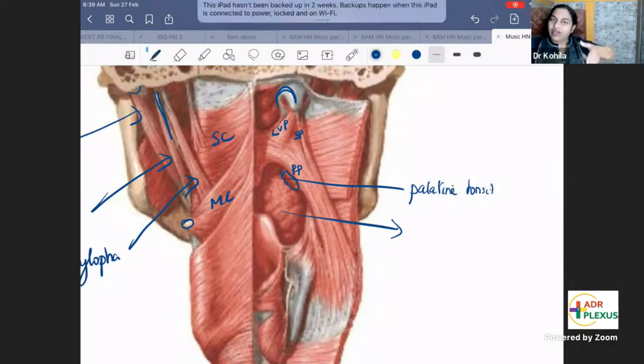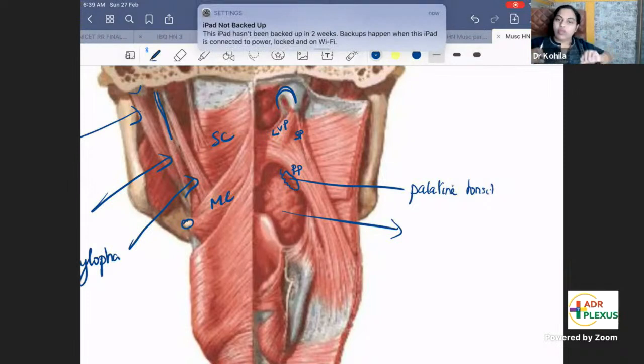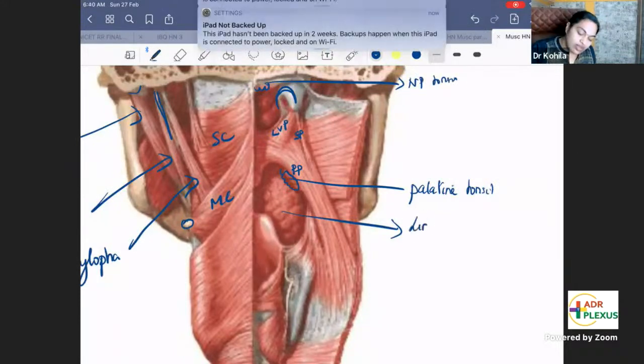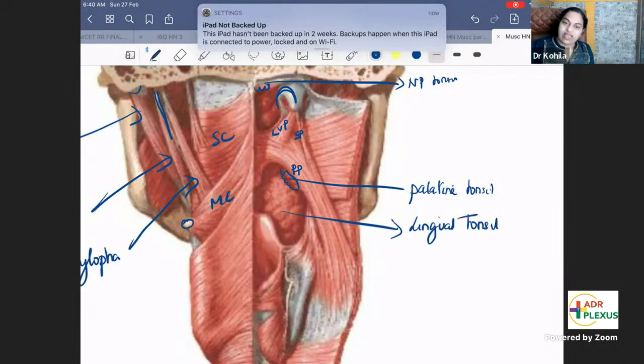The tongue is divided into anterior 2/3 and posterior 1/3. In the anterior 2/3, you get to see the papillae: filiform, fungiform, circumvallate. What do you get to see in the posterior most part of the tongue? Part of your Waldeyer's ring. This is your nasopharyngeal tonsil, the adenoids. Very good, Dr. Pavitra. Okay, so this is your lingual tonsil.